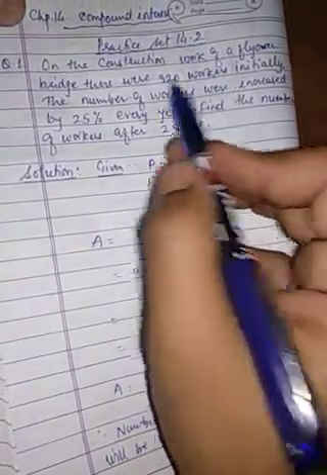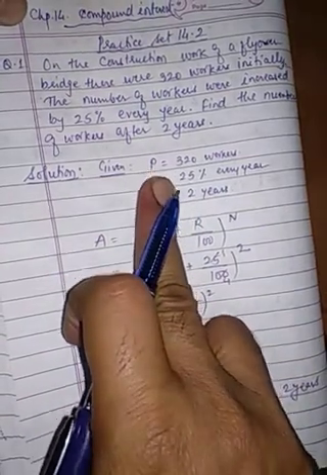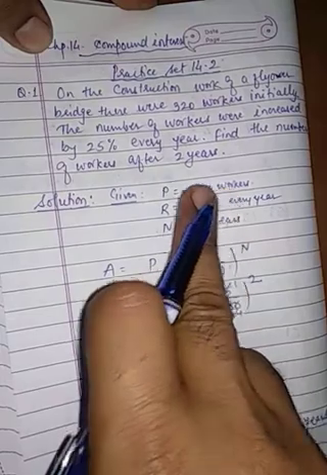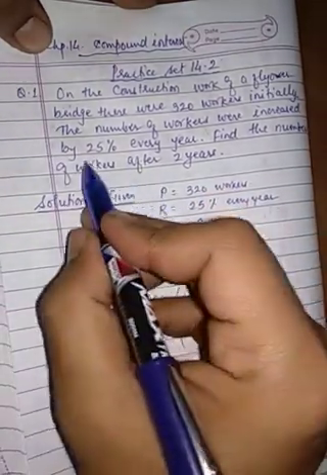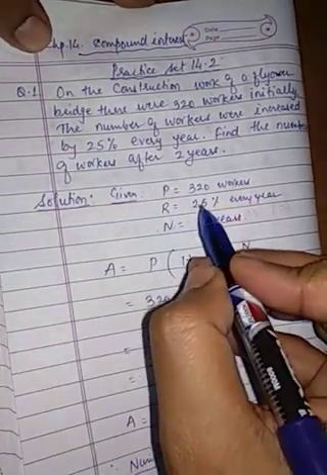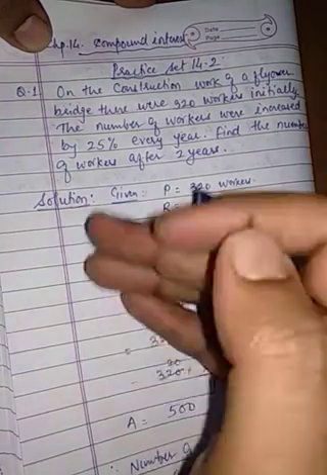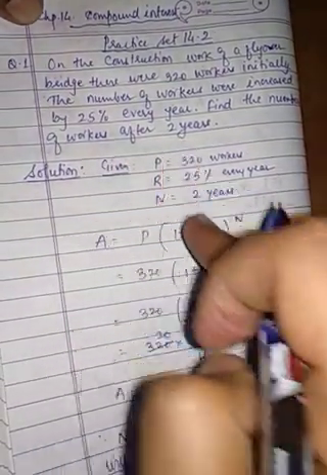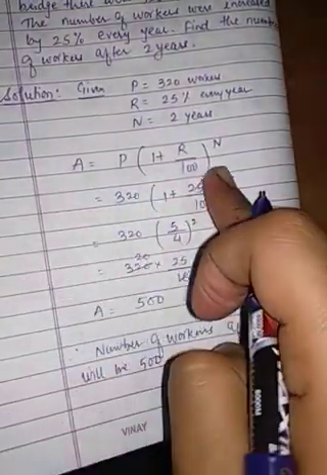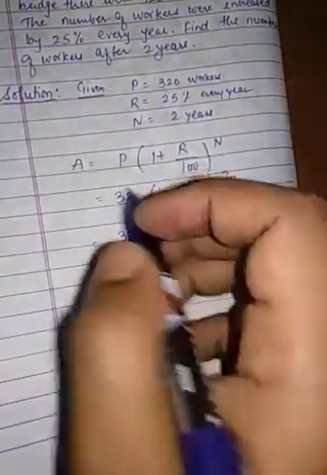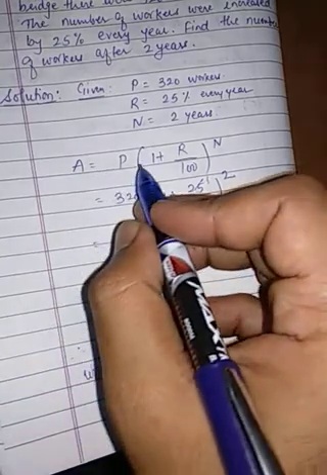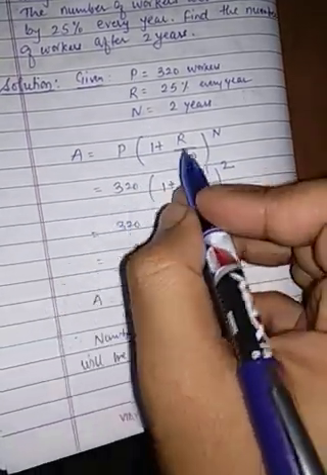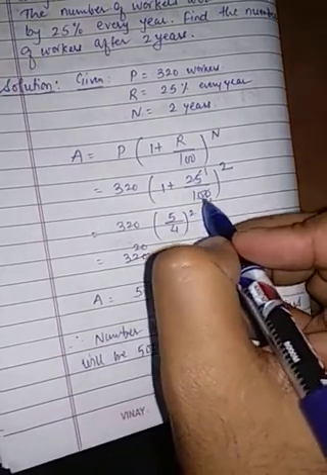The initial number will be taken as P, which we normally write as principal. So P means the initial number. Then the rate of interest is 25% every year. It is increasing, so there is no sign change. And time is 2 years. So let's write down the formula. You are already familiar with this: A is equal to P, 1 plus R upon 100, raised to N. So substituting all the required values, we will simplify.